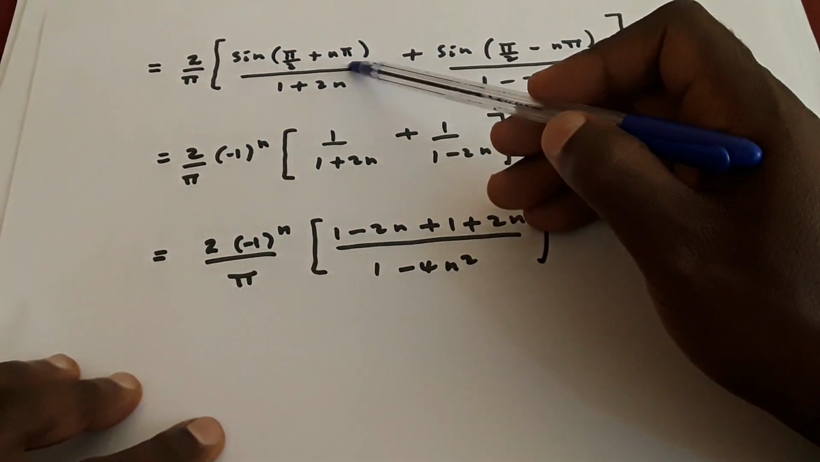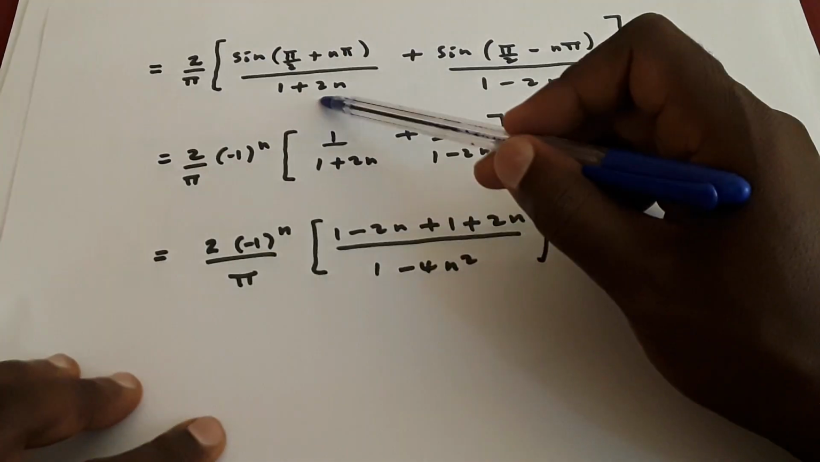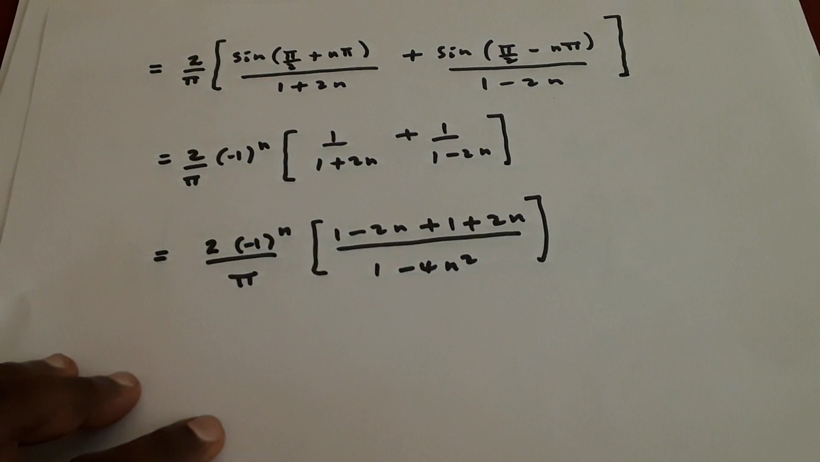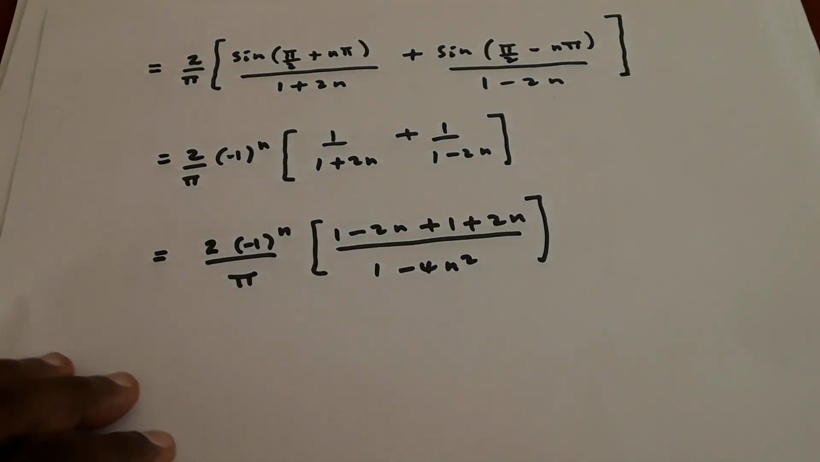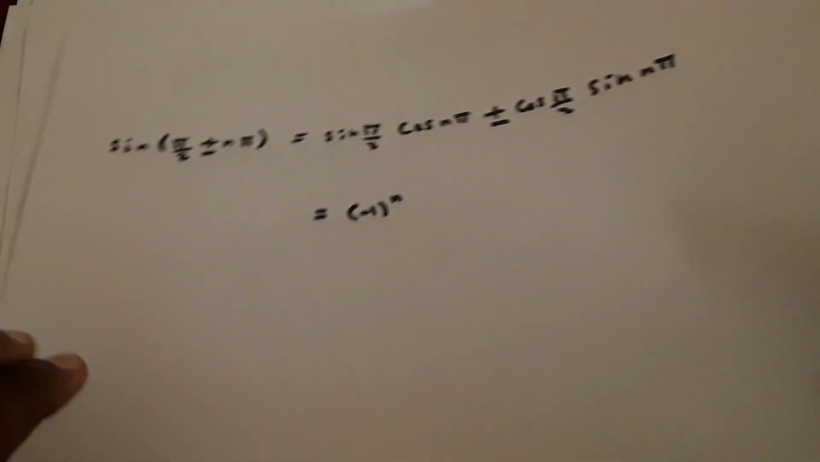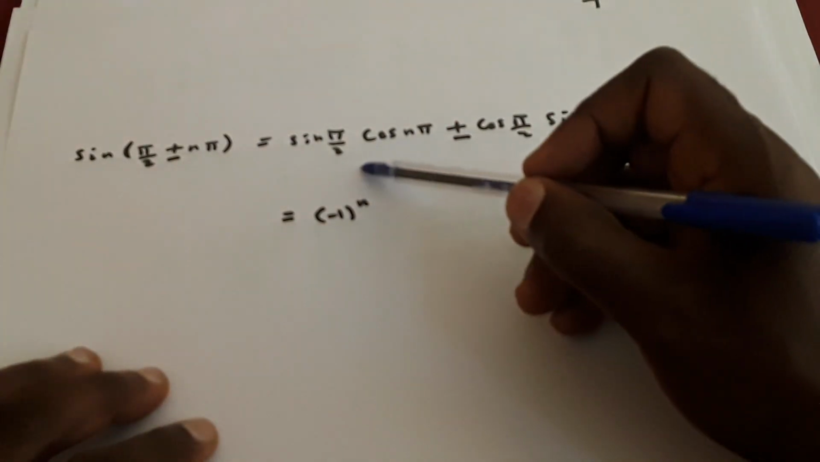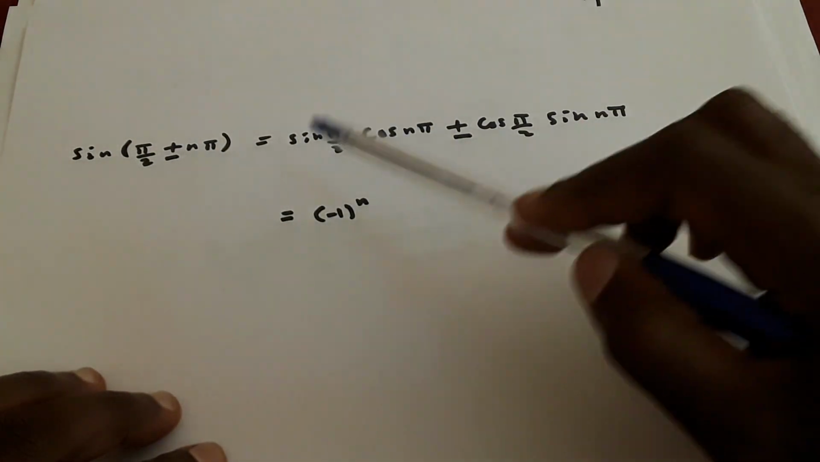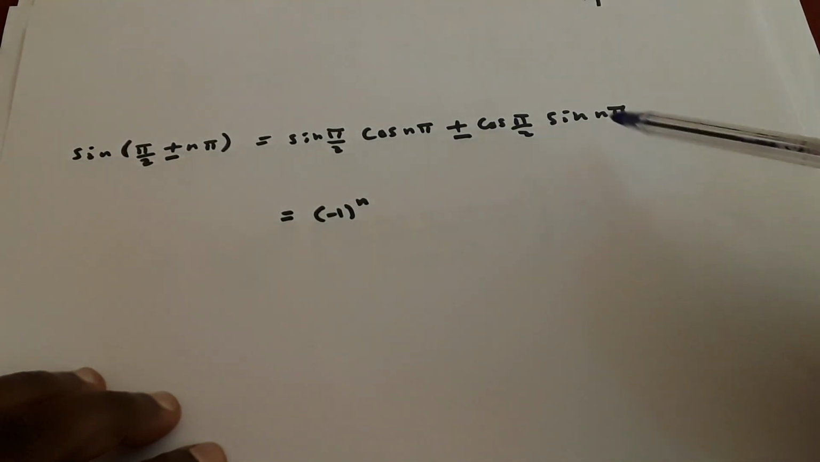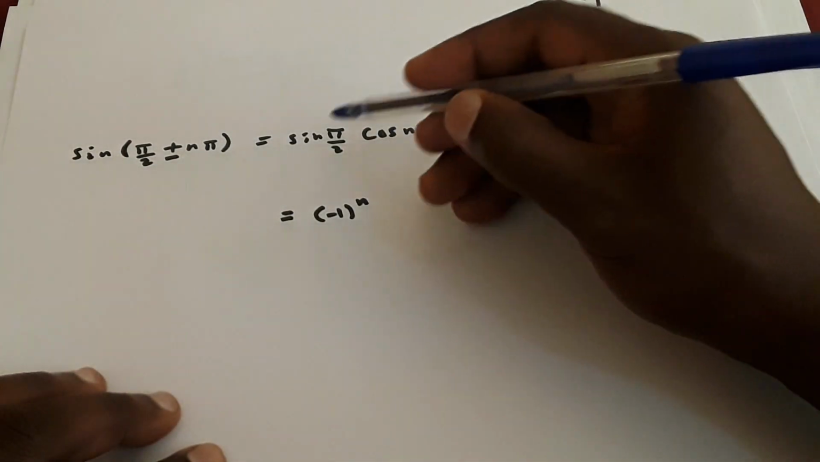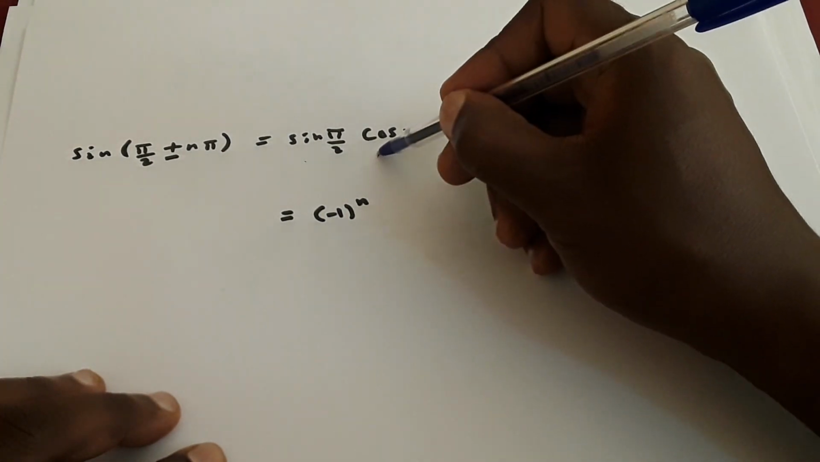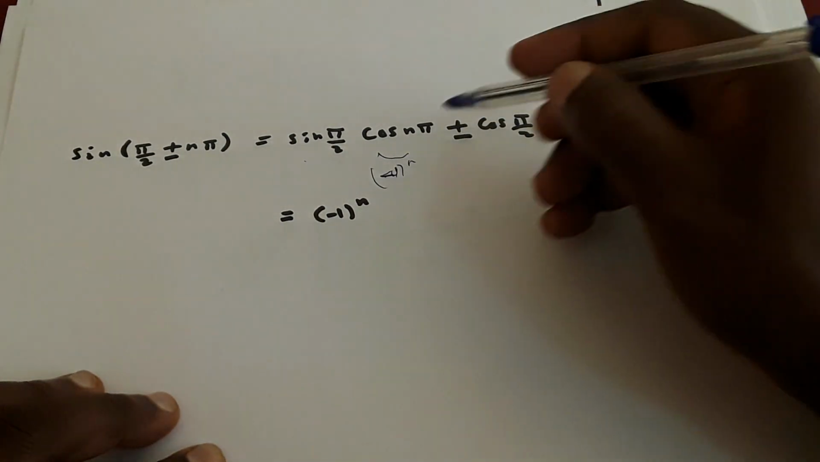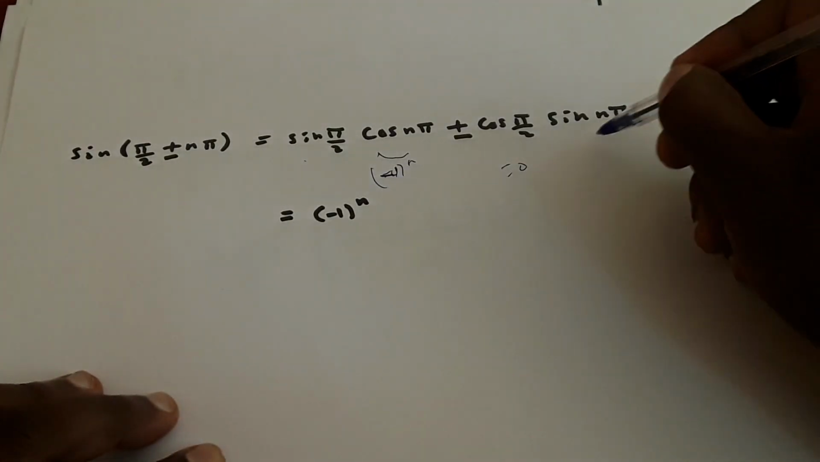So sine of pi over 2 plus n pi plus sine of pi over 2 minus n pi. 1 plus 2n here, 1 minus 2n here. So sine of pi over 2 plus n pi, you can construct the trig identity. Sine of pi over 2 plus n pi means sine pi over 2 cosine n pi plus cosine pi over 2 sine n pi. Again, sine pi over 2 is 1, cosine n pi is minus 1 to the power of n. Again, cos pi over 2 is 0, so sine n pi is 0.